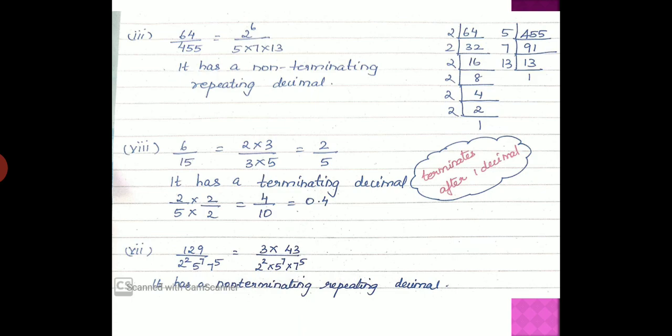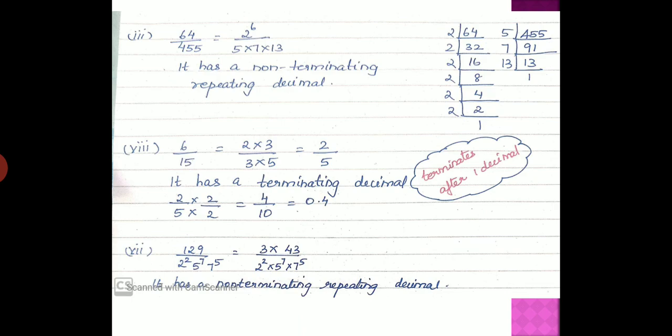Now, see the third one. There it was only the prime numbers 13 and 17. That's why I didn't take the prime factorization. You have only 13 and 17. Here, 64 by 455. I took the prime factorization of both numerator and denominator. So 2 power 6 by 5 into 7 into 13. So you have numbers other than 2 and 5 also. We have 7 and 13. Therefore, it is a non-terminating repeating decimal.